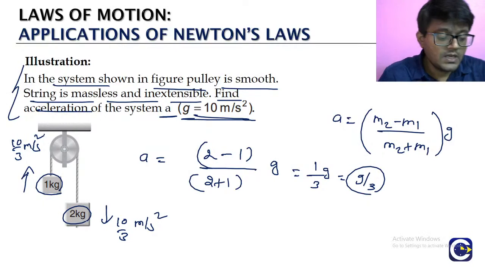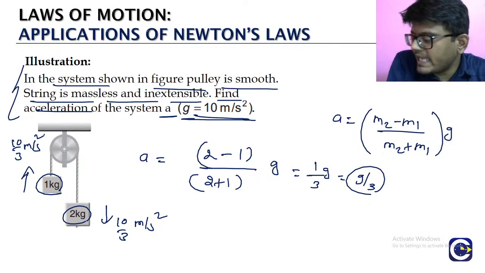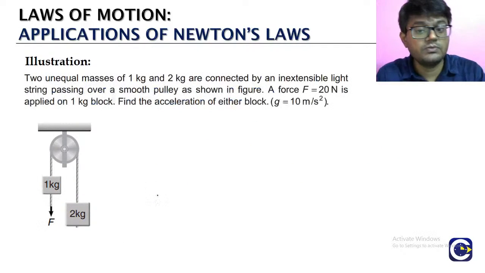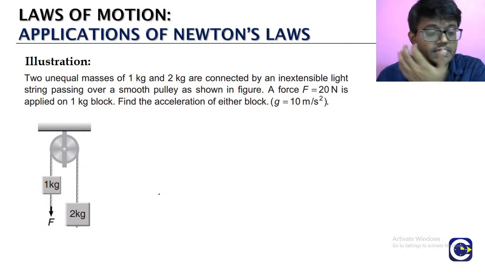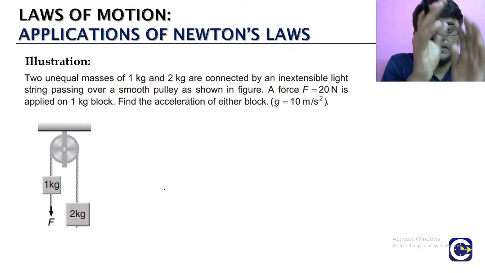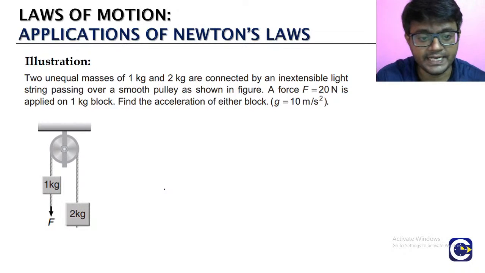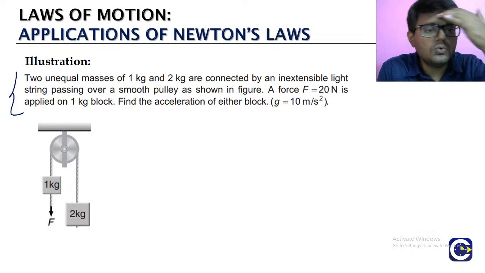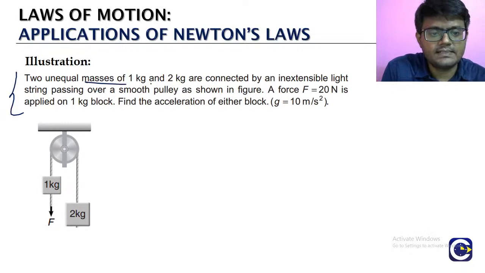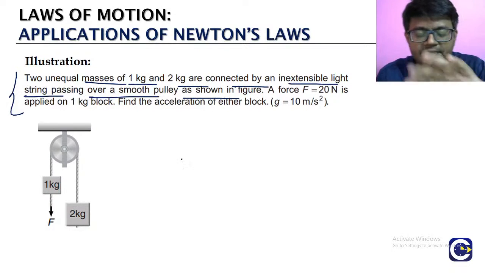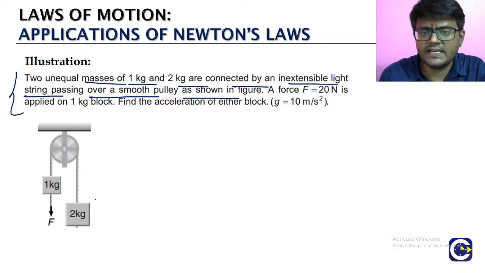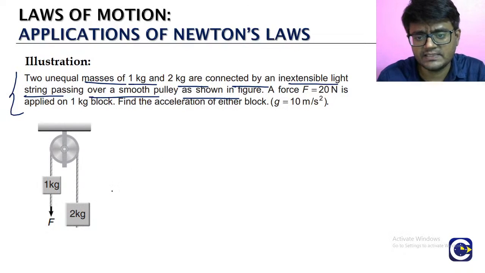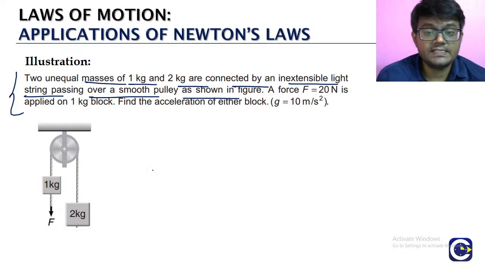Okay. Now we'll move on to a slightly different question. Sometimes they can modify. We have seen just the blocks hanging on either side of the pulley, right? Sometimes they can just modify. So look at this one. Two unequal masses, 1 kg and 2 kg, are connected by an inextensible light string passing over the smooth pulley. All these standard assumptions. In fact, it is the same as what we have seen in the previous one, but there is a difference. What is the difference?